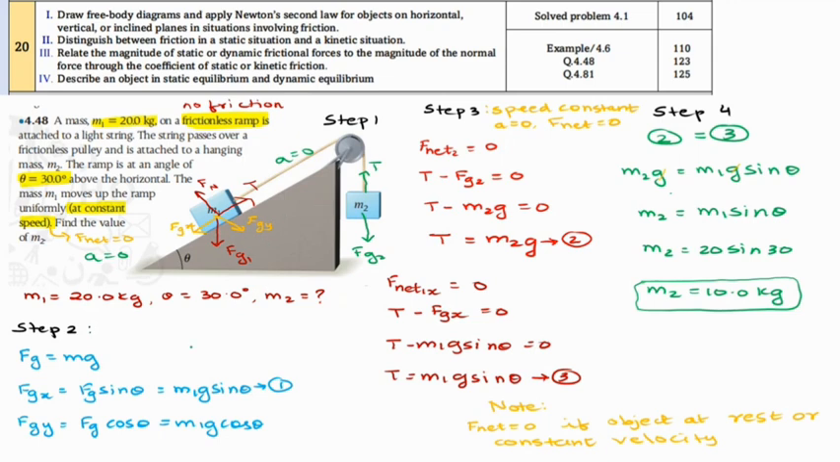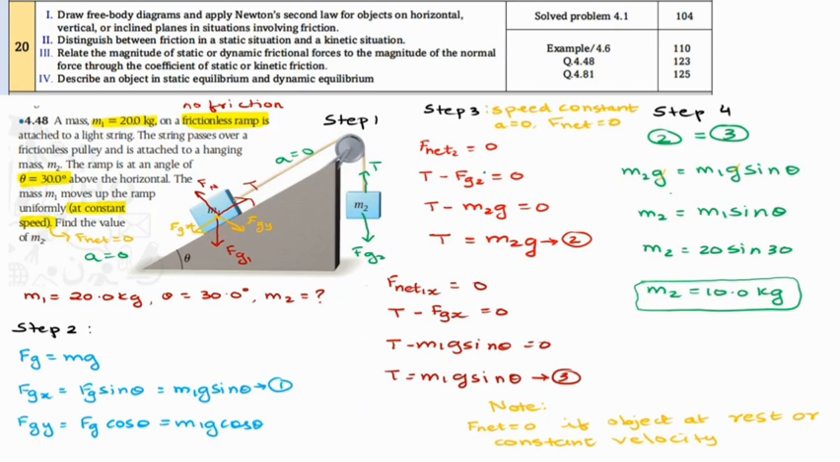In step 2, we identify what these forces are. Fg we know is equal to m into g. So Fg1x will be m1g sine theta. Fgx along an incline is with sine theta. Fgy along an incline is with cosine theta, so Fg cosine theta, m1g cosine theta. This is for mass 1, that is why we have taken m1.